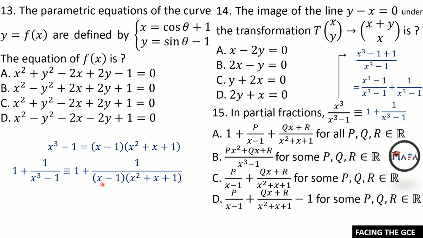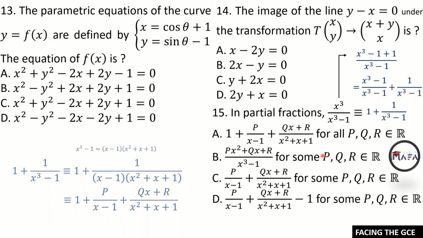Everything has already been reduced and is in the form where I can now introduce my constants. In the numerator of x minus 1, you're going to put a constant because it is linear, and in the numerator of x squared plus x plus 1, you're going to put something linear because it is quadratic. So this will be equivalent to p over x minus 1 plus qx plus r over x squared plus x plus 1. Looking at things, we see that option A is correct. Sorry, it is supposed to be for some p, q and r in the set of real numbers, not for all. Sorry for the mistake. It's supposed to be for some. Alright, so option A is correct.